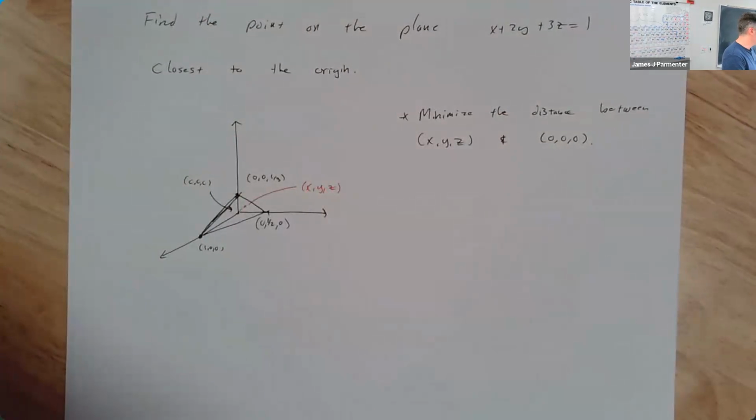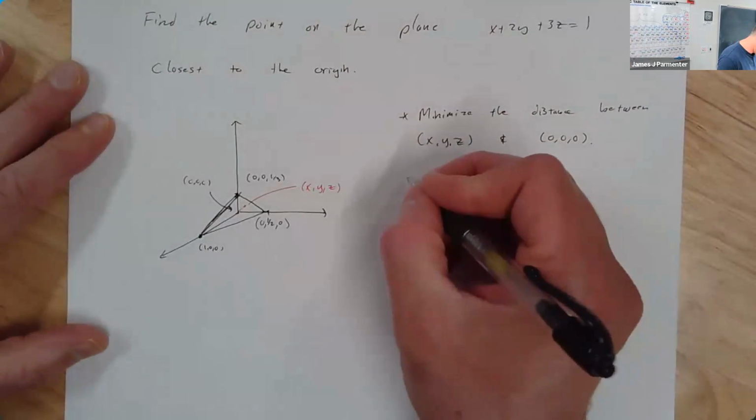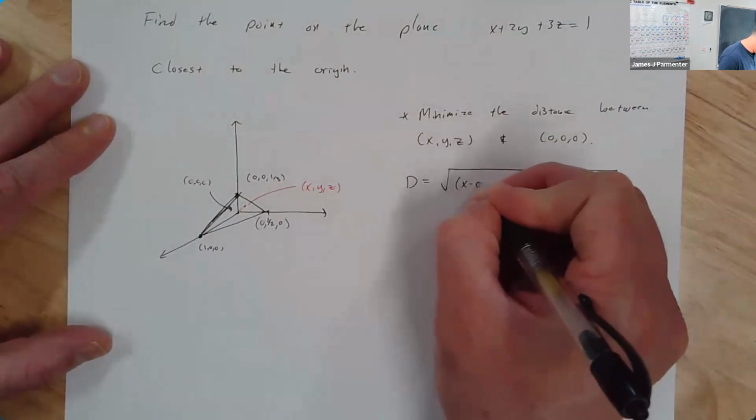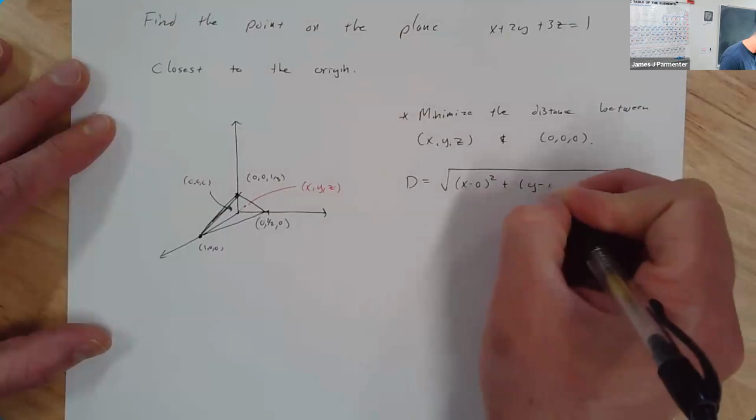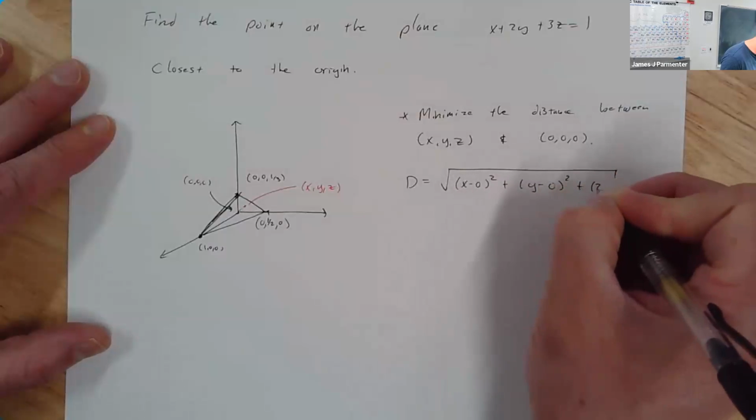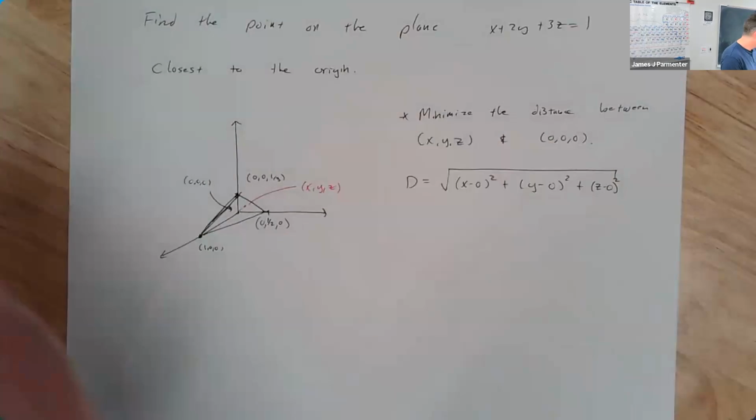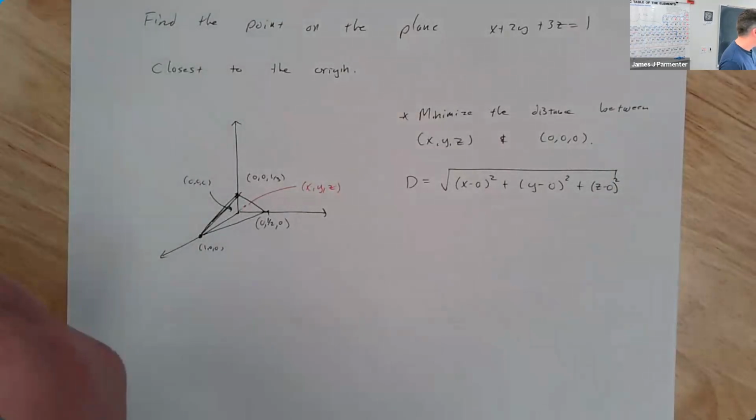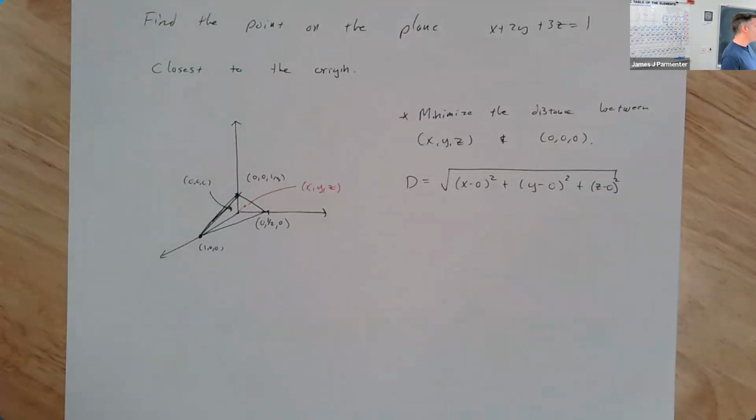Well, great. We know the distance formula. The distance between 2 points is the square root of the difference in the x's squared plus the difference in the y squared plus the difference in the z squared. 2 things to be aware of here. Thing 1, this is something that I definitely recommend. Whenever you're minimizing or maximizing the square root of something, you can just minimize or maximize the insides.